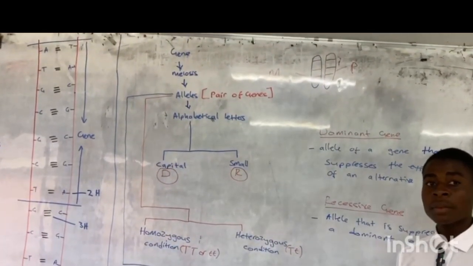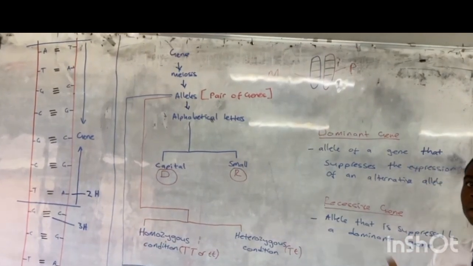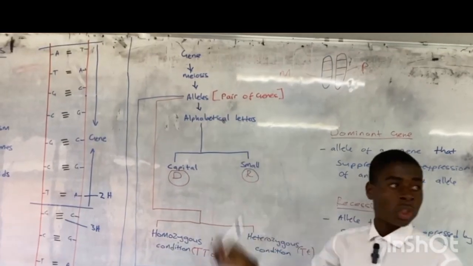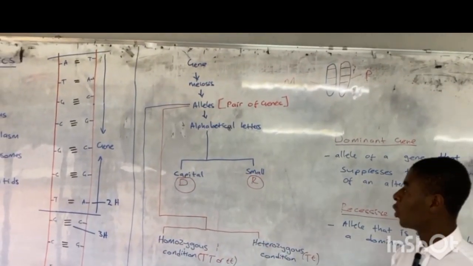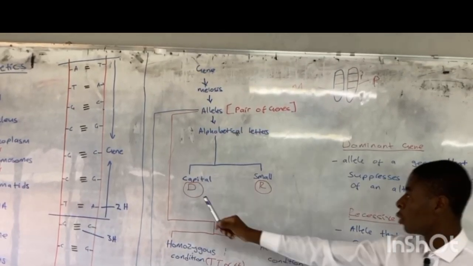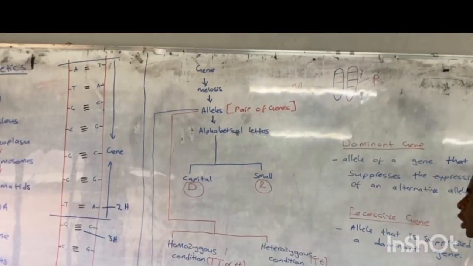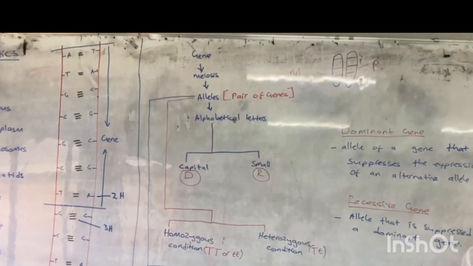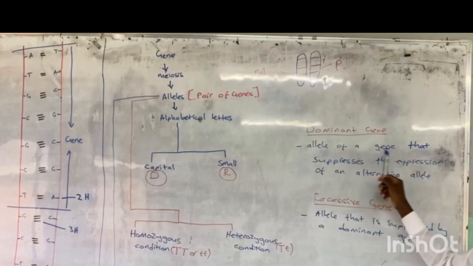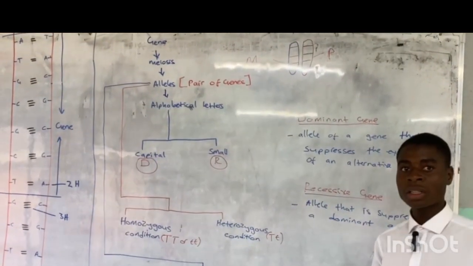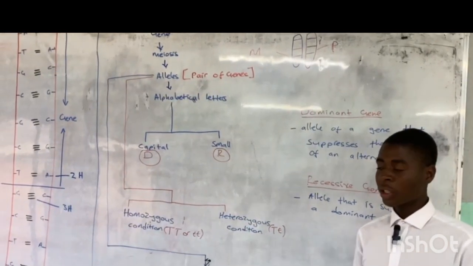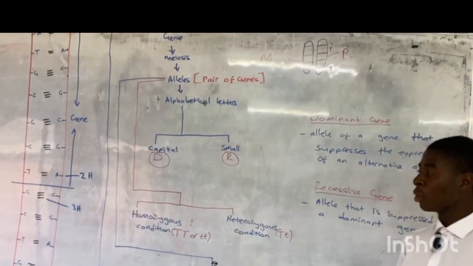These genes that code for the same trait but are located on different chromosomes are called alleles. We can use alphabetical letters to denote these alleles. We use capital letters to denote dominant genes, and small letters to denote recessive genes. What then is a dominant gene? A dominant gene refers to an allele of a gene that suppresses the effect of an alternative allele. And what is a recessive gene? A recessive gene refers to a gene that is suppressed by a dominant gene.